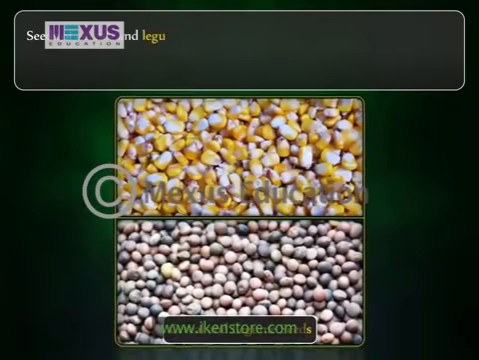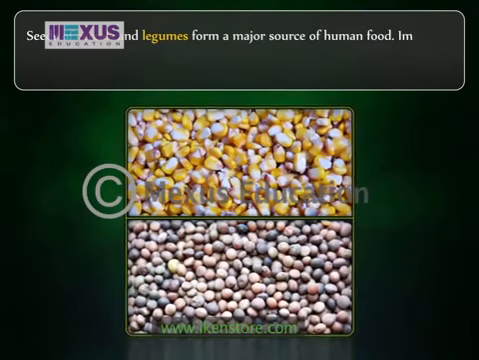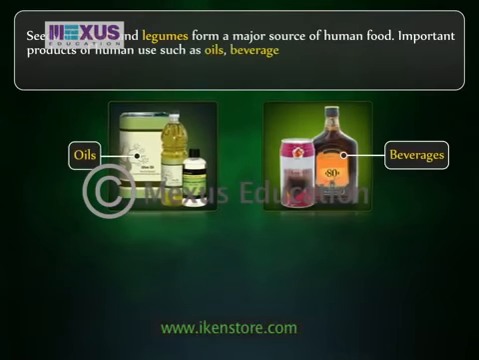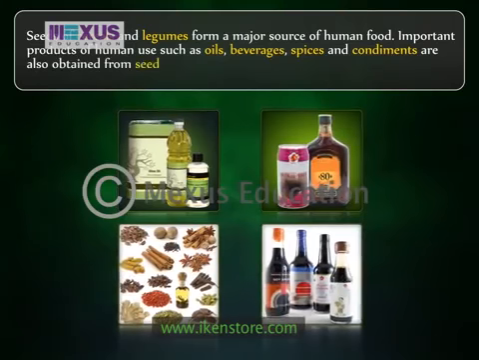Seeds of cereals and legumes form a major source of human food. Important products of human use, such as oils, beverages, spices and condiments, are also obtained from seeds.